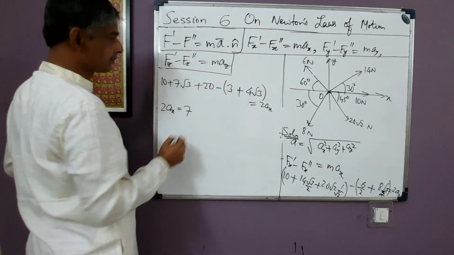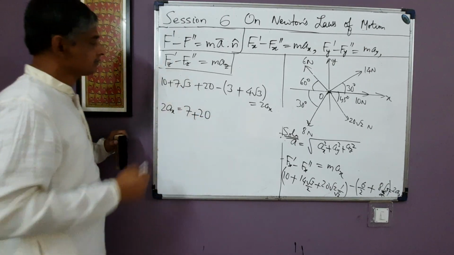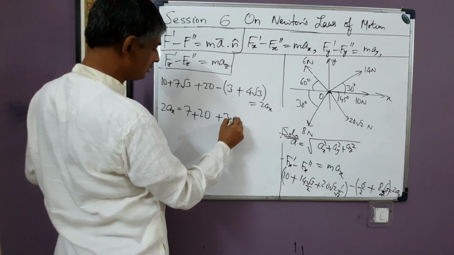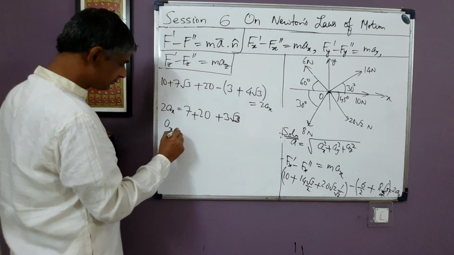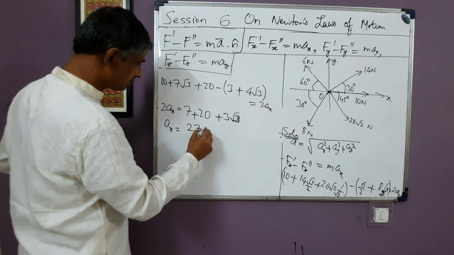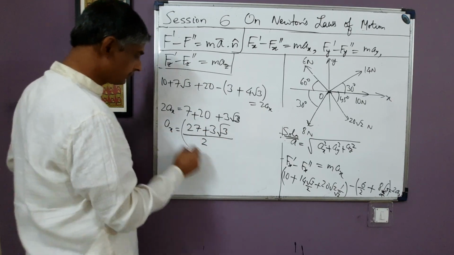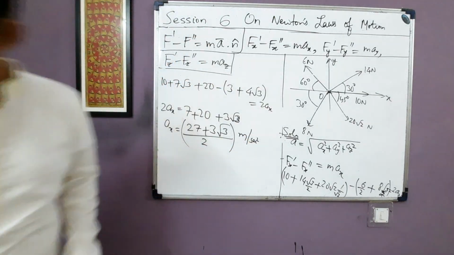10 minus 3 is 7, plus 20, and 7 root 3 minus 4 root 3 is 3 root 3. So Ax becomes (27 plus 3 root 3) by 2 meter per second square. One answer has been obtained.